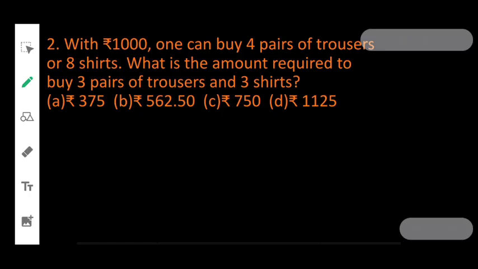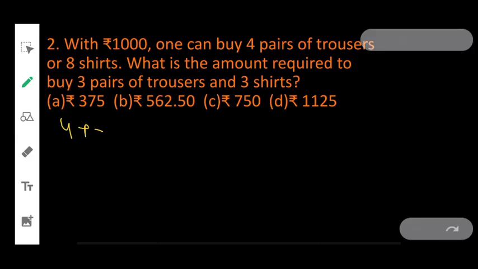So question number 2: with 1000 rupees one can buy 4 pairs of trousers or 8 shirts. It means the cost of 4 pairs of trousers is 1000 rupees, and also the cost of 8 shirts is 1000 rupees. Now what is the amount required to buy 3 pairs of trousers and 3 shirts? So first you have to find out the cost of 1 pair of trousers and the cost of 1 shirt.